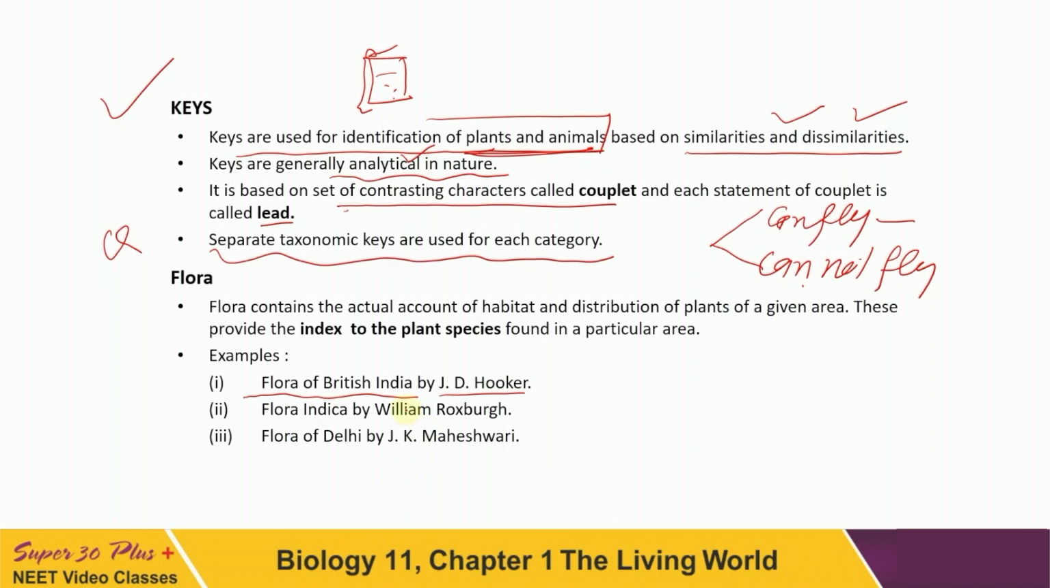Hooker. Flora means, in British India, all the plants found in that area, that is, they have been described in a flora. For example, Flora Indica by William Roxburgh, Flora of Delhi by J.K. Maheshwari. So how can you define it? Flora contains the actual account of habitat and distribution of plants found in a given area, that is, it provides an index to the plants found in a particular area.